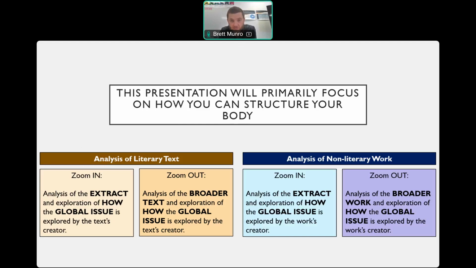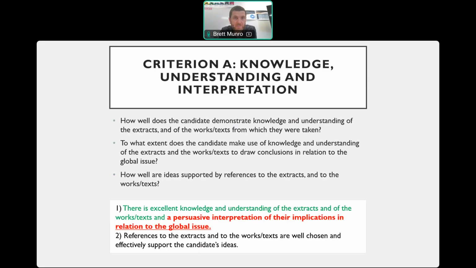In both cases, or in all cases, we are focusing on how language and the author's choices create that meaning with respect to the global issue. We should always be focusing on language, always focusing on the author's choices and how those choices and language leads to the construction of meaning. But at the basis of everything, we need to be looking at those author's choices.